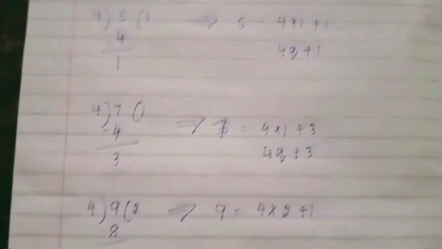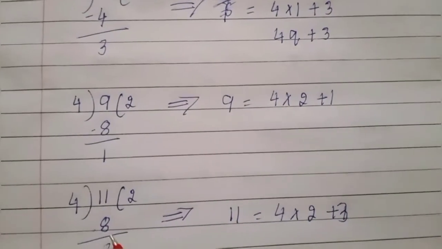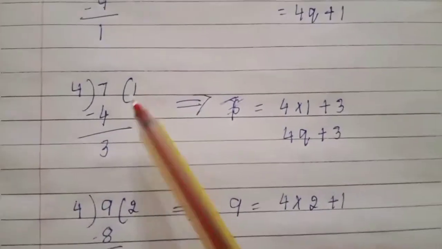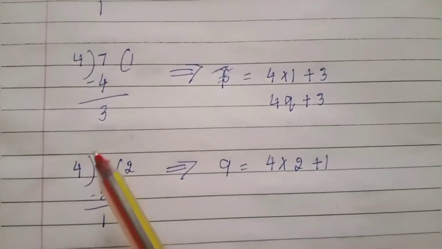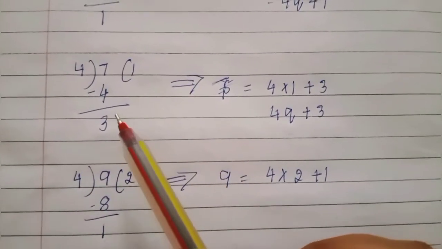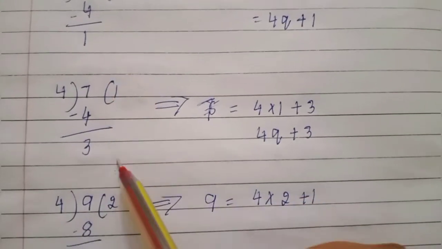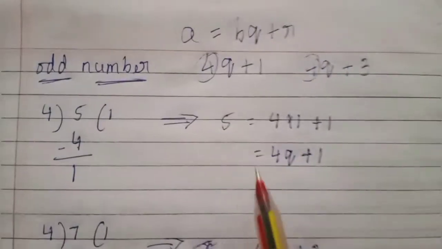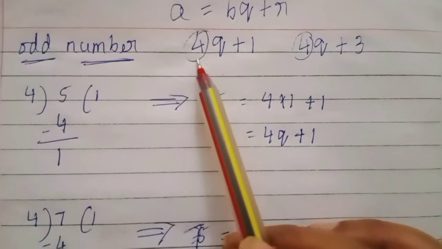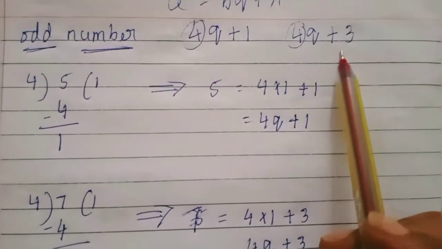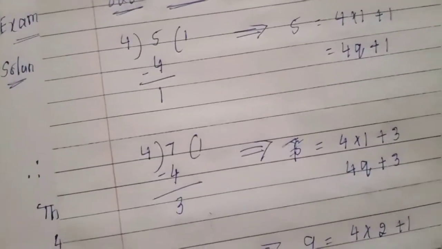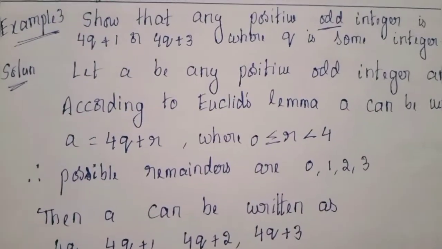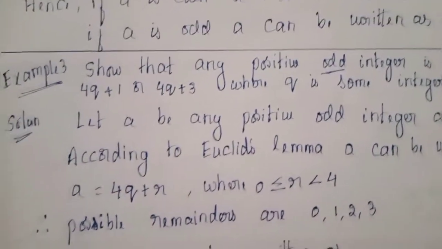So as you observed here, I have taken many odd numbers and divided by 4. The only possible remainders I am getting is 1 and 3. So you can check any odd number and divide it by 4. The only remainders are 1 and 3. The only possibility you can express in the form of 4q plus 1 or 4q plus 3. So this I explained you with the examples, but this you cannot write as an answer. So let us use lemma and write.